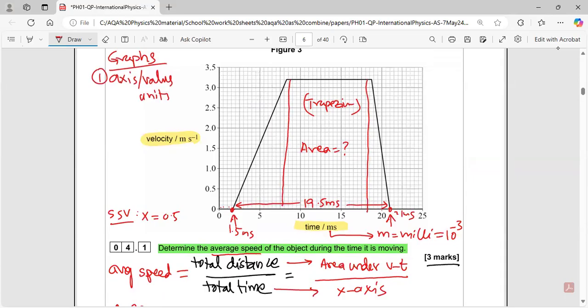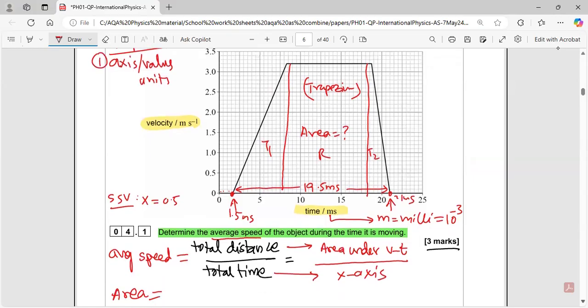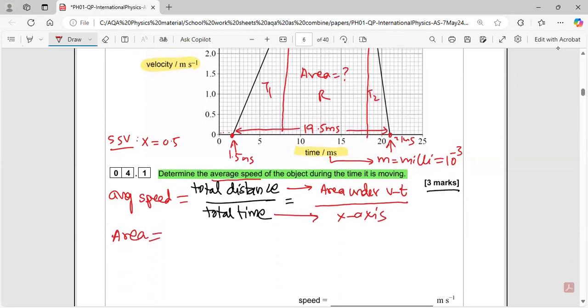I'm roughly drawing it. So this is triangle 1, this is triangle 2, this is rectangle. You can add them as well, but it's better that you consider it as a trapezium. So the trapezium area is 1 by 2 sum of parallel sides multiplied by height, right? So you'll simply do that. Just keep in mind that this one is in millisecond. Just remember that. So P1 is 19.5.